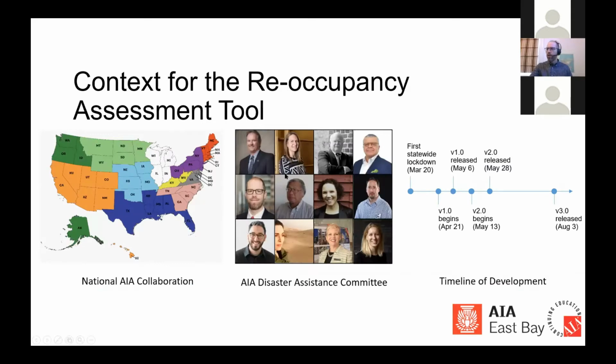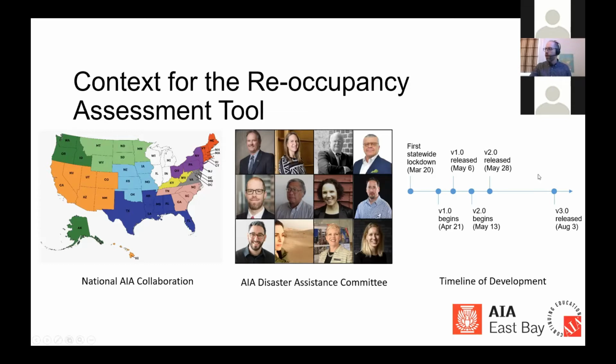Okay, and so who authored all these documents? I mentioned the Disaster Assistance Committee. This is a committee of folks here, you can see in the middle, who come from all over the country, East Coast, West Coast, North and South. So it represents various geographies, different climate zones, different regulatory environments. And so what you're finding here is a tool that is meant to apply to everyone across the country.